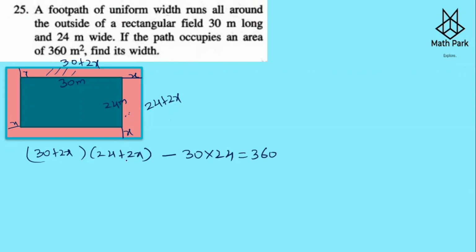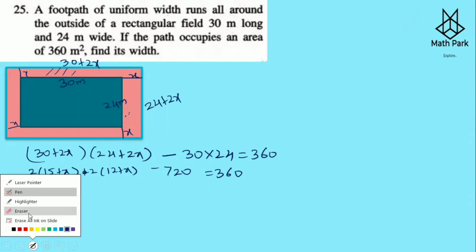Now we need to simplify this. So before that, we can again take this common. If I take 2 common over here, in the bracket I get 15 plus x. If I take 2 common from here, in the bracket I get 12 plus x. And minus 24 times 30, which is 720, is equal to 360. No, this is multiplication, so no plus sign there, please.